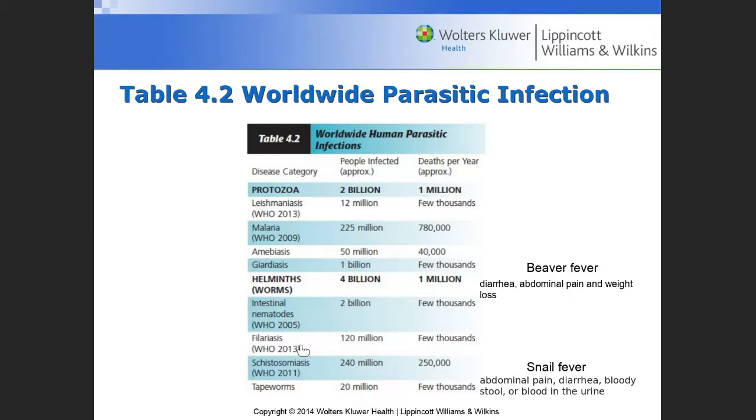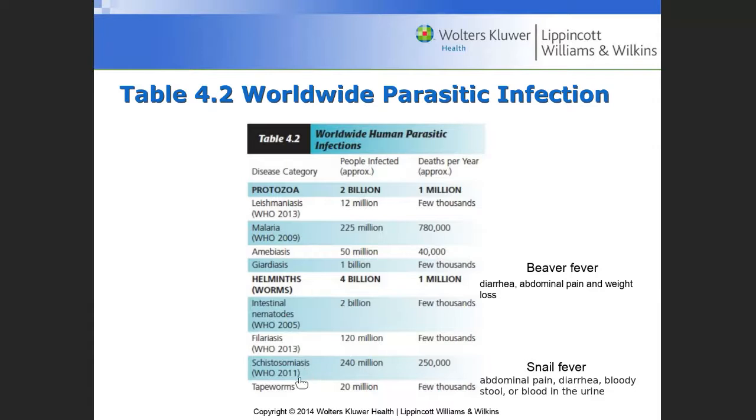Filariasis is caused by Wuchereria bancrofti. It's infected by a mosquito bite that delivers these parasites, and the parasite usually stays within the lymphatic system, so it interferes with the lymph drainage. Usually the trunk and the lower extremity, the leg, can get really big. They develop a condition known as elephantiasis. That's filariasis.